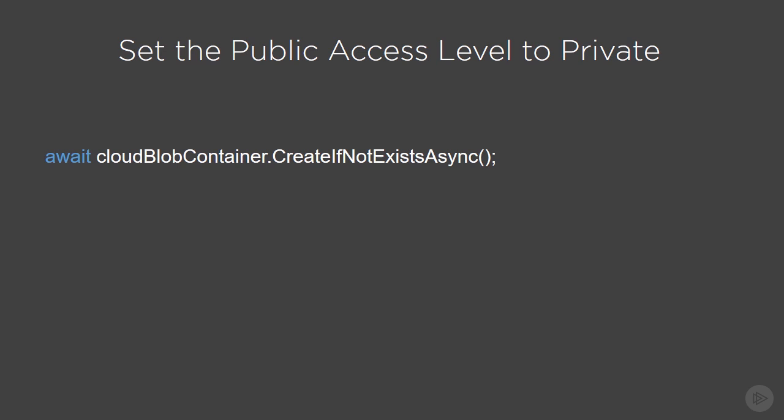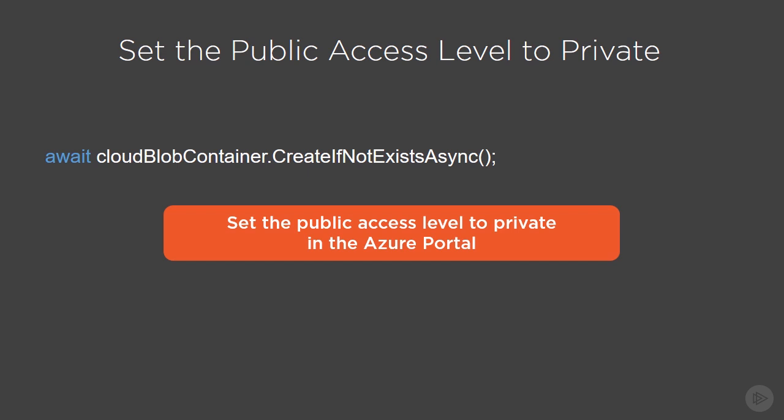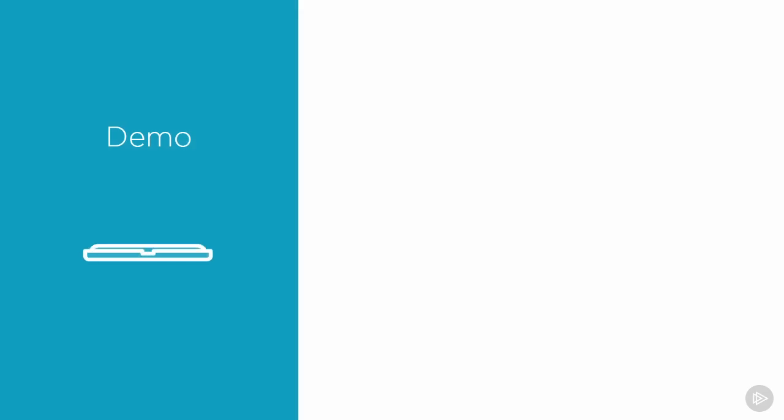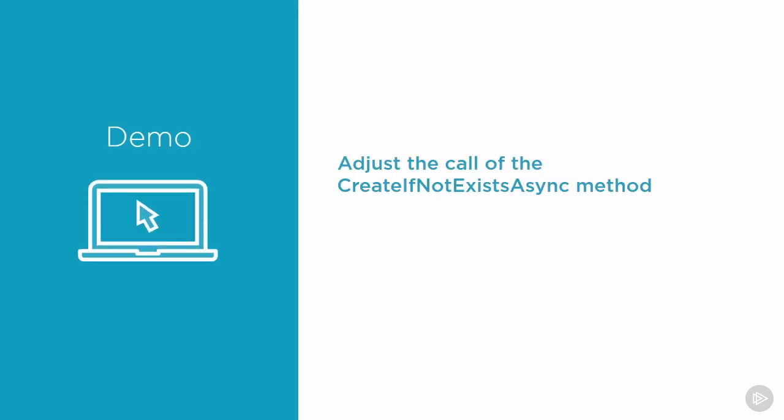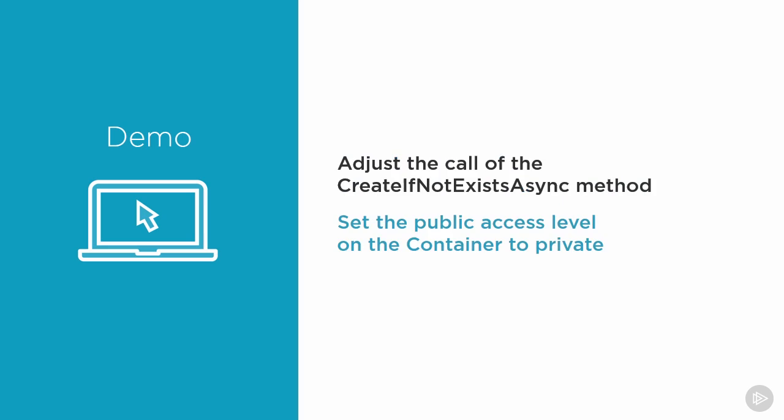But in our case, we don't want to change the public access level in code, so we don't need that code. What we will do is just change the CreateIfNotExistsAsync method from this overload to the overload without parameters. If a container is created, it will be private, as this is the default value. Next, we just set the public access level on the existing Coffee Videos container to private in the Azure portal. So let's do this. Let's adjust the call of the CreateIfNotExistsAsync method and let's set the public access level on the Coffee Videos container to private.